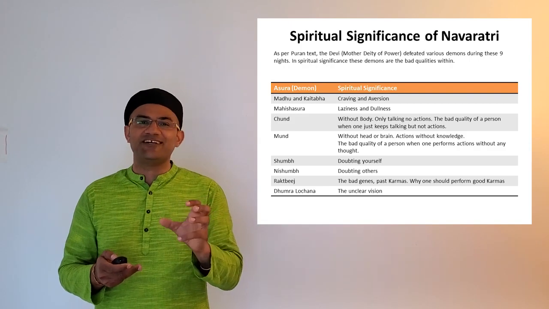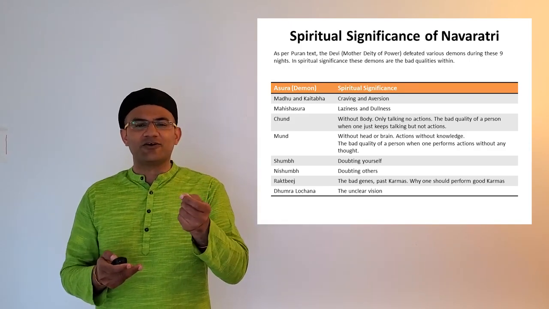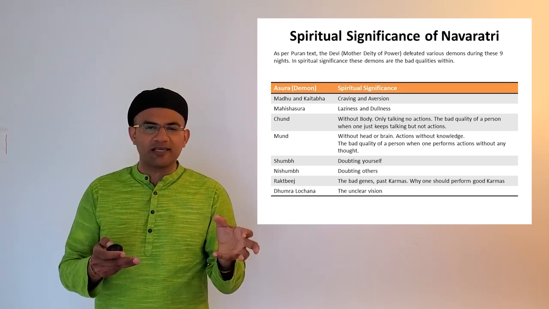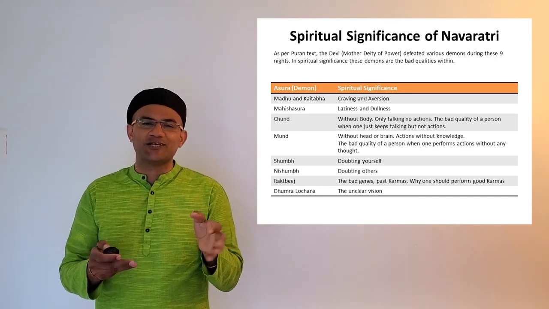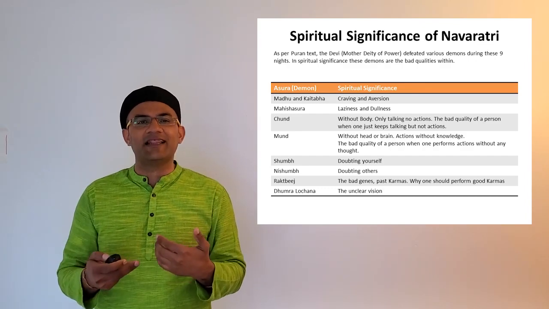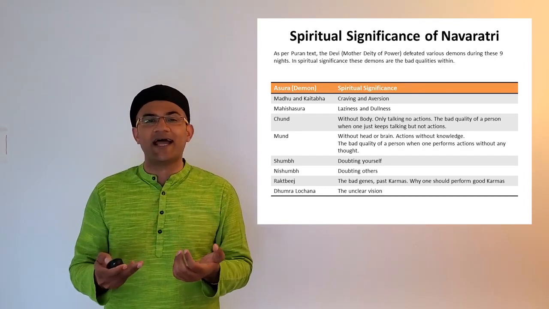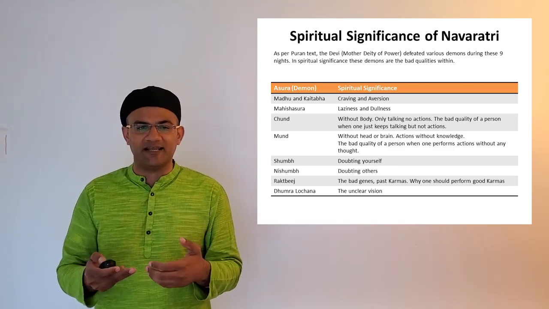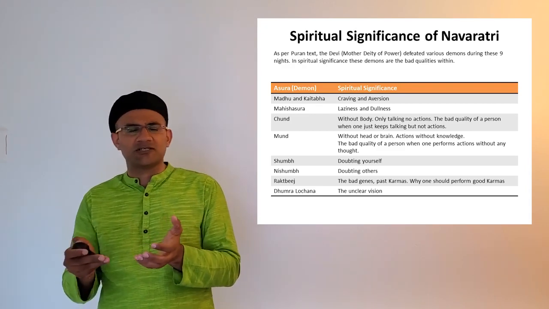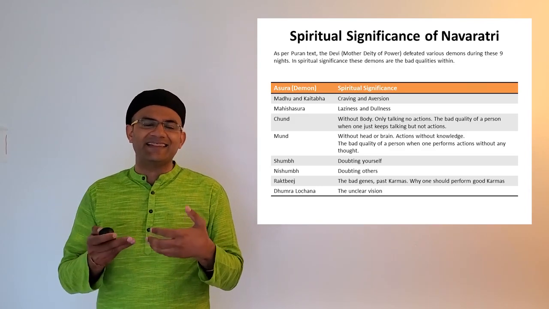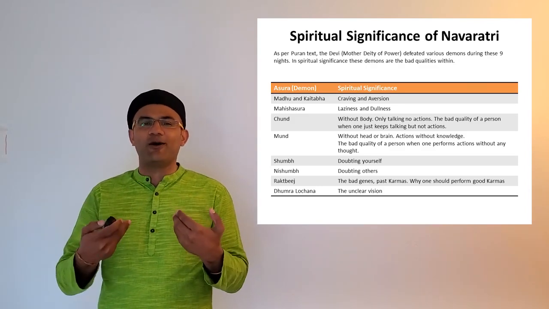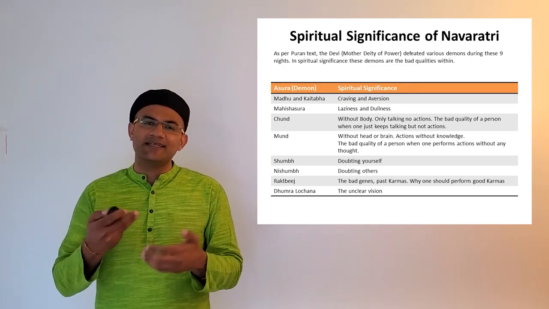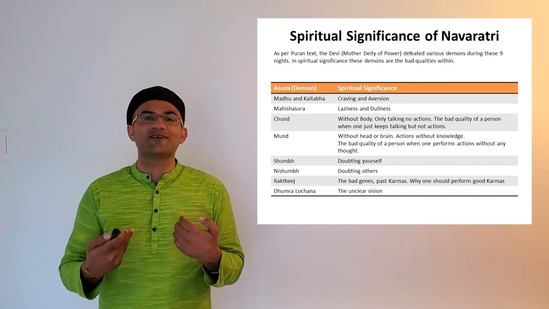And then Chanda. Chanda is without body. Only talking, no actions. It's the bad quality of a person when one just keeps talking but without performing any actions. If you have that quality, you want to kill it within, that's Chanda. And Munda is exactly the opposite, without head or brain. You're just performing actions, but without any knowledge, without any understanding. The bad quality of a person who performs actions without any thinking. What you really need is the whole body and the mind to perform actions and also have a deep planning and thought process. So this is telling us we need to kill those demons within ourselves.